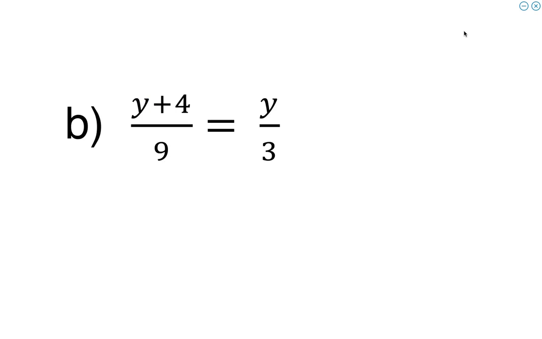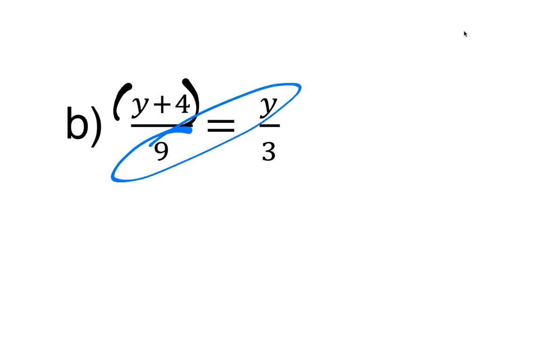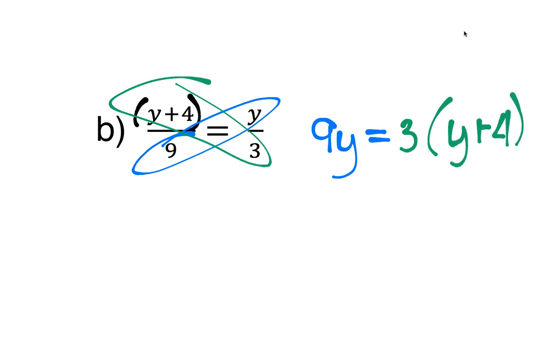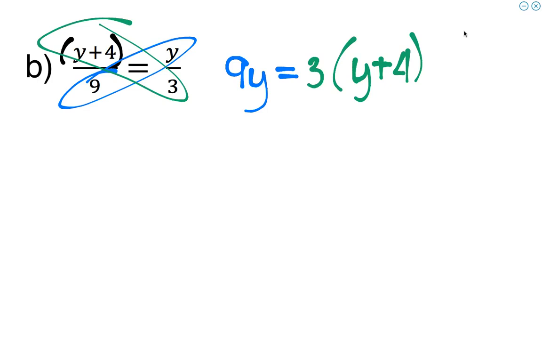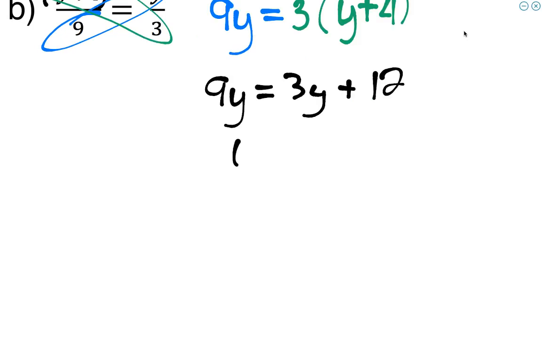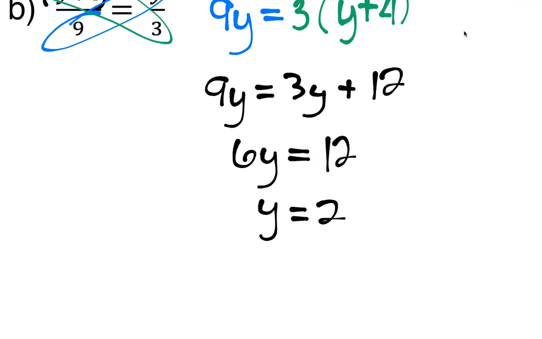So be careful on this one. We do have a binomial in this numerator. I'm going to say go ahead and put parentheses around that. So here you're going to have 9y equals 3 times y plus 4. Which is going to then trigger you to use the distributive property. So 9y equals 3y plus 12. 6y equals 12. Y equals 2.